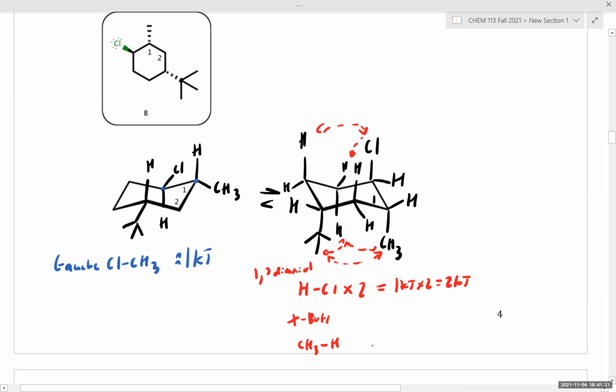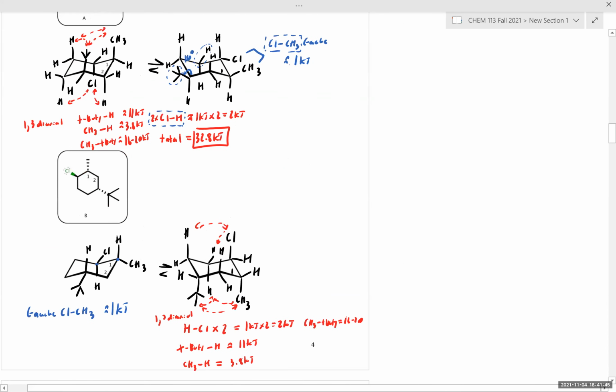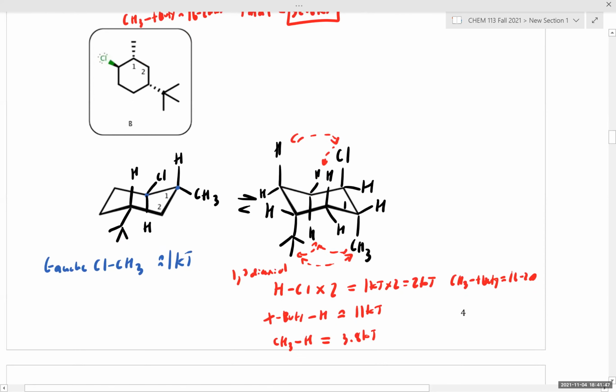Oh no, I'm sorry, it's with the tert-butyl and hydrogen. Yep, so we have a tert-butyl hydrogen, which is about 11 kilojoules, a methyl hydrogen, which is about 3.8 kilojoules, and a methyl tert-butyl. Exactly right, which we estimated to be around 16 to 20. So in total, we have 32.8 kilojoules of steric strain.